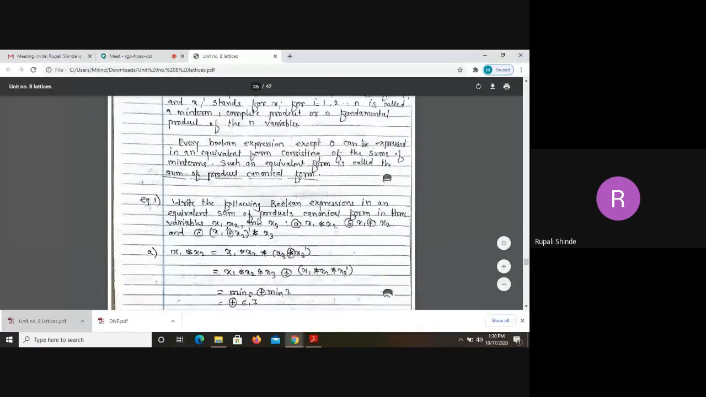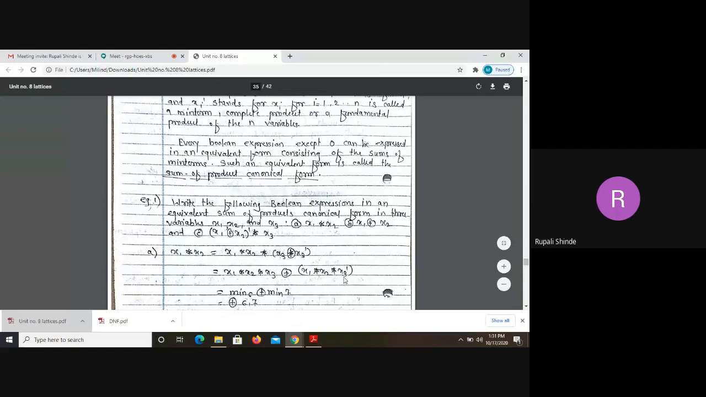So here, what is the sum of product canonical form? The formula which is expressed in an equivalent form consists of a sum of minterms. So why is this called a sum of minterms? Because look at this example here. This one is the first term. This is called a minterm because all the variables are connected by star operation.